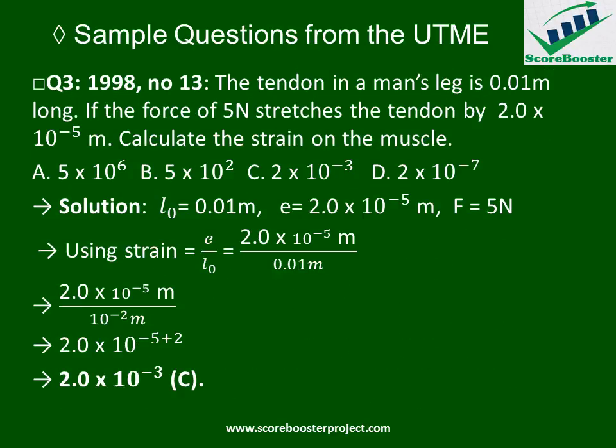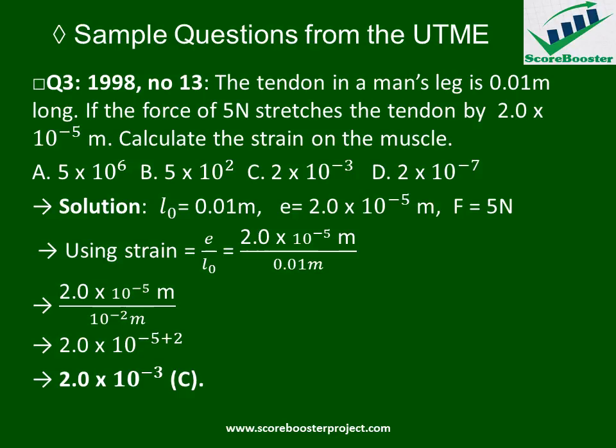Now the next question we shall be considering comes from 1998, number 13, and the question goes thus: the tendon in a man's leg is 0.01 meter long. If the force of 5 newtons stretches the tendon by 2.0 times 10⁻⁵ meter, calculate the strain on the muscle. We are given option A to be 5 times 10⁻⁶, option B to be 5 times 10⁻², option C to be 2 times 10⁻³, option D is 2 times 10⁻⁷.